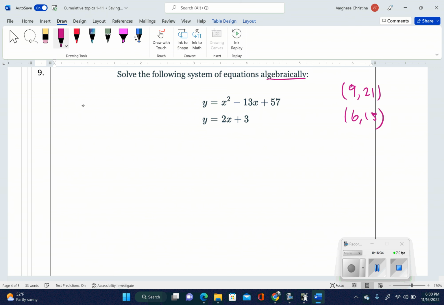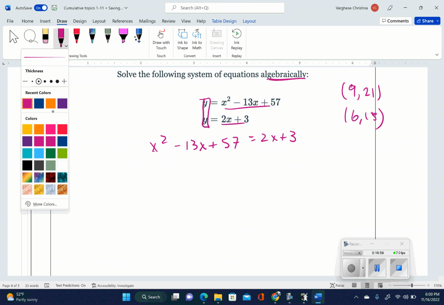That right there would have gotten you partial credit. Okay, partial credit is better than no credit. Here's how you do it algebraically to get full credit. Since both of these are y equals, you can set these two equal to each other. So we can go x squared minus 13x plus 57 is equal to 2x plus 3.